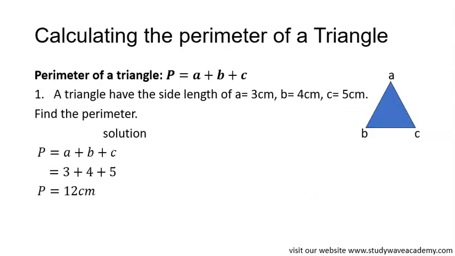So next we're going to be looking at calculating the perimeter of a triangle. Now we're going to be looking at how to calculate the perimeter of a triangle, okay? The perimeter of a triangle is the total distance of each side. To calculate the perimeter, the formula is P equals A plus B plus C. Okay, why is it A plus B plus C? We are calculating the total distance of all sides of the triangle, okay? And to do that, P, which is the perimeter, equals A plus B plus C.